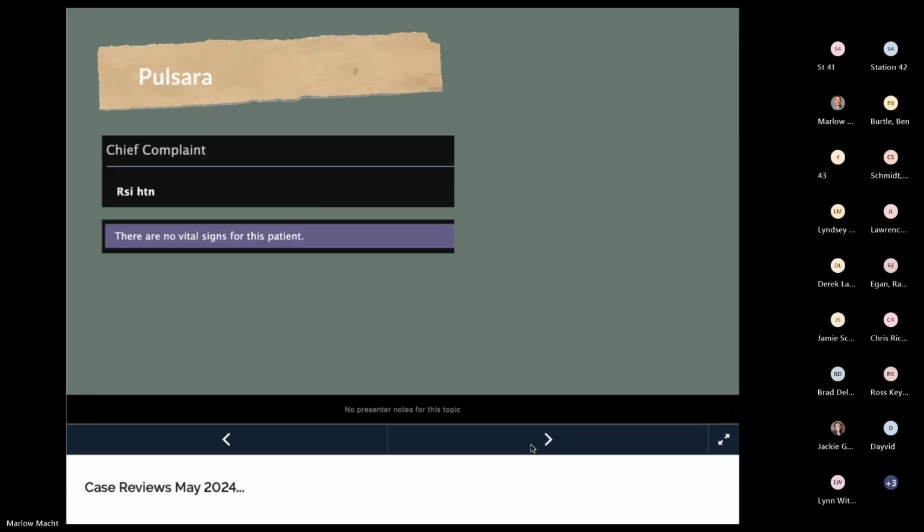Next. In Pulsera, they don't have any activation for any particular issue. The chief complaint is RSI and hypertension. They don't have any vital signs recorded. Next.